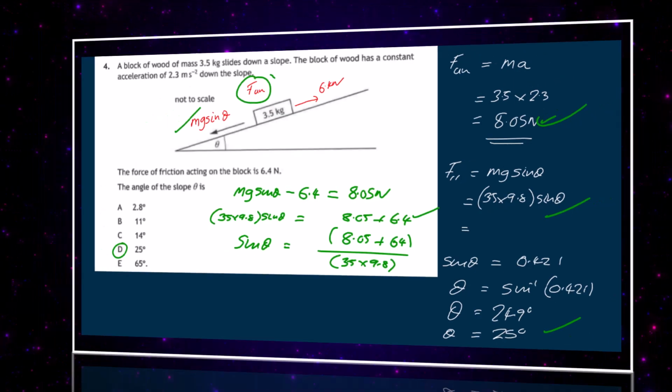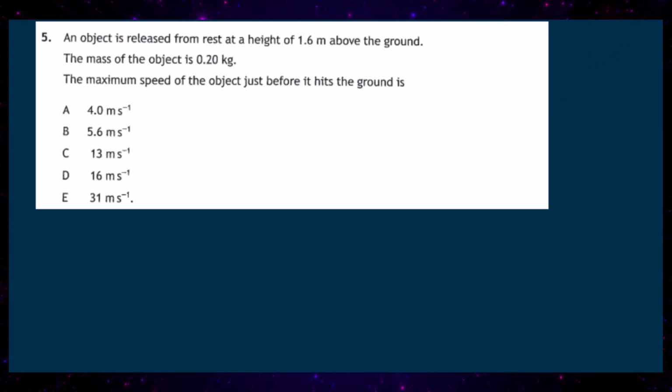Answer D. Question 5. An object is released from rest at a height of 1.6 metres above the ground. The mass of the object is 0.20 kilograms. And the maximum speed of the object just before it hits the ground is one of these responses.